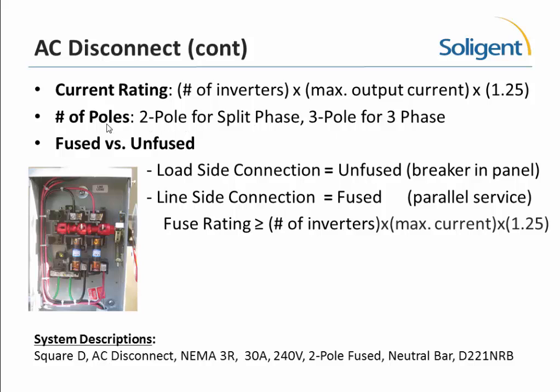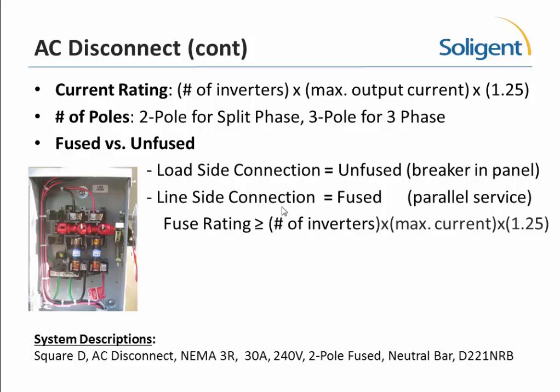Number of poles, this is a 2-pole, because we're doing it with a split phase system, 240 volt, 120, 240. If it was a three-phase system, we'd need a 3-phase disconnect. Whether you need fused or unfused, another question. For a load side, where we're tying in on the load side of the service panel, protected by a breaker, we use an unfused disconnect. Our overcurrent protection is the breaker that's in the main service panel.